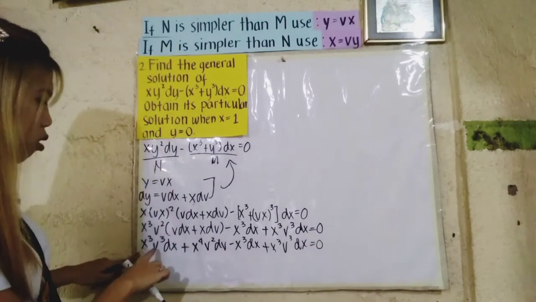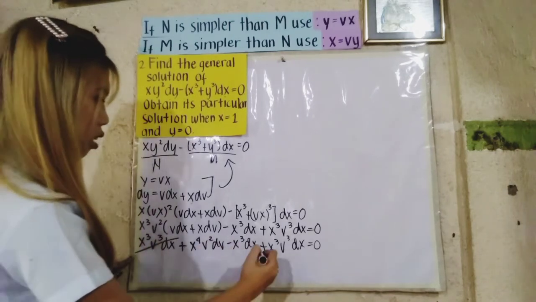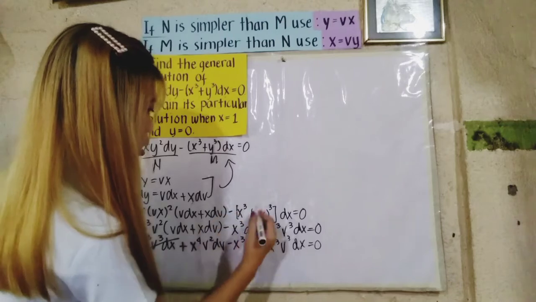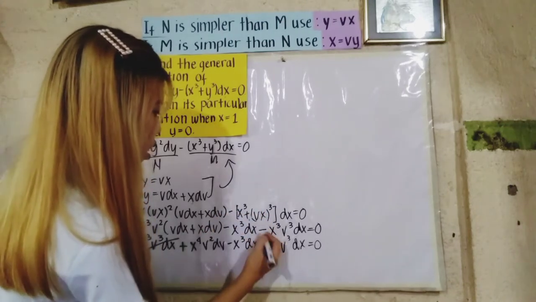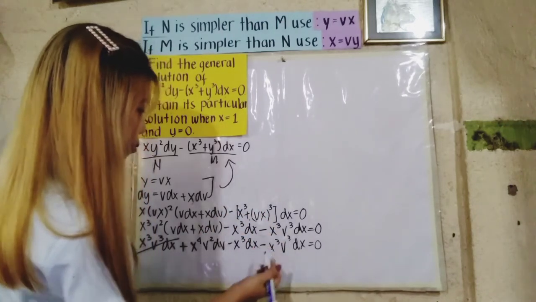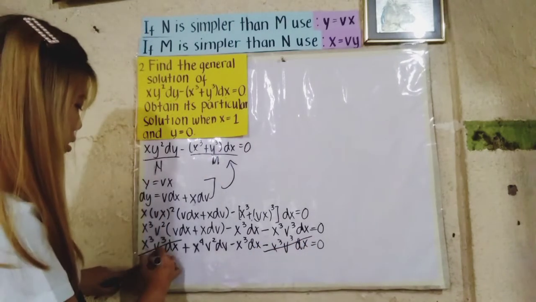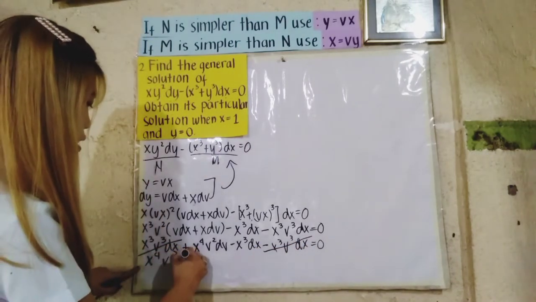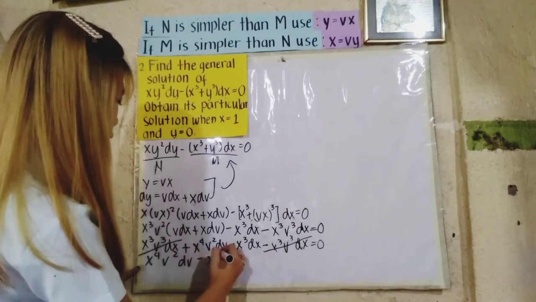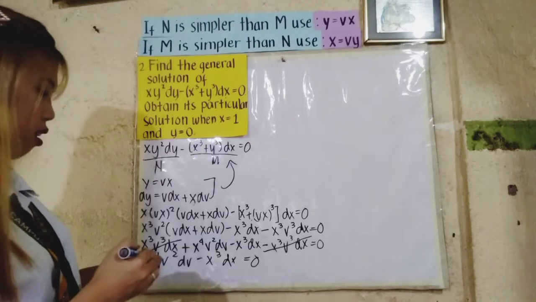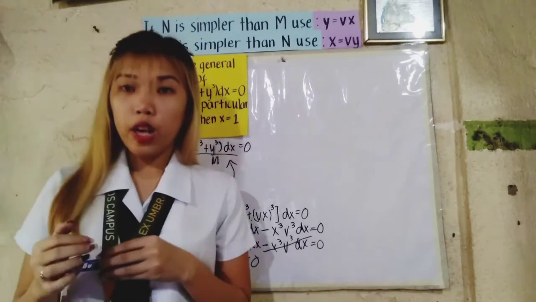Yes, meron. Itong x cube v cube dx, cancel out na natin. Sorry, negative to. Kasi dinistribute natin itong negative. Magkakaroon tayo ng negative dito. So, makacancel na natin to. Cancel out. May matitira na lang tayo na x raised to 4 v squared dv minus x cube dx equal to 0. As you can see, separable variable equation na siya.